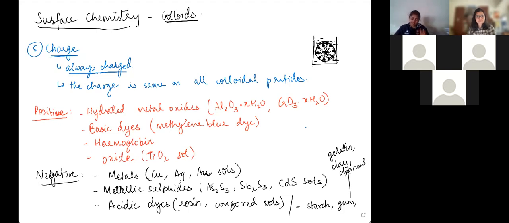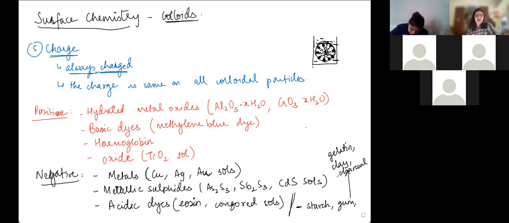No. What I meant is, under acidic dyes, starch, gum, gelatin, clay, charcoal, sorry, this is the fourth one. Look at this. These are not dyes. They're not acidic dyes. They're just another part, like metals, metallic sulfides, acidic dyes, and stuff. They're a class of compounds.